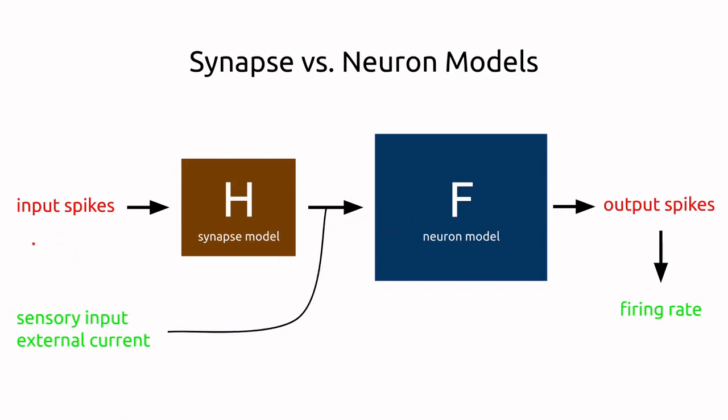And if we're dealing with spike data, we put them into the synapse model that gets translated into similar kinds of quantities that we can put through the neuron model that become output spikes that then get averaged out to be a firing rate.